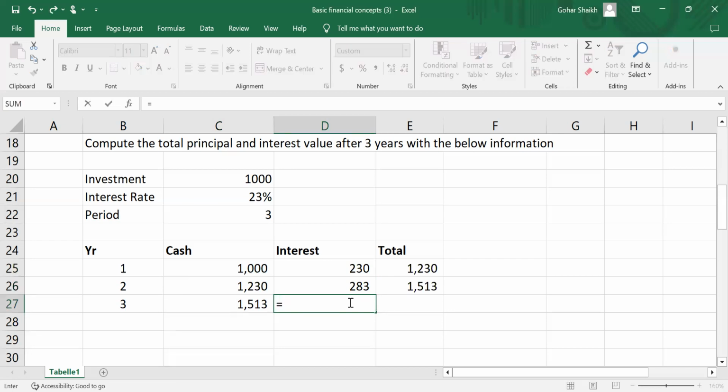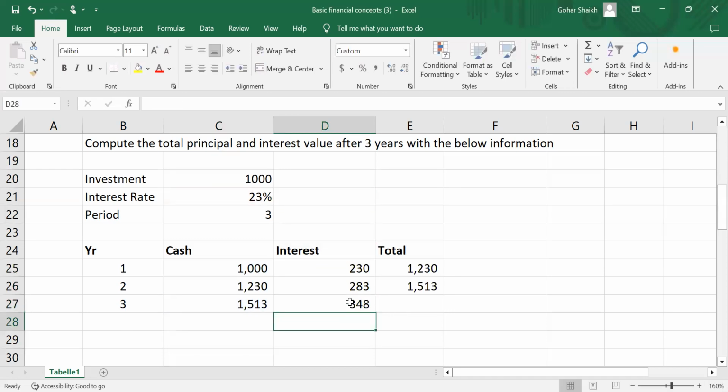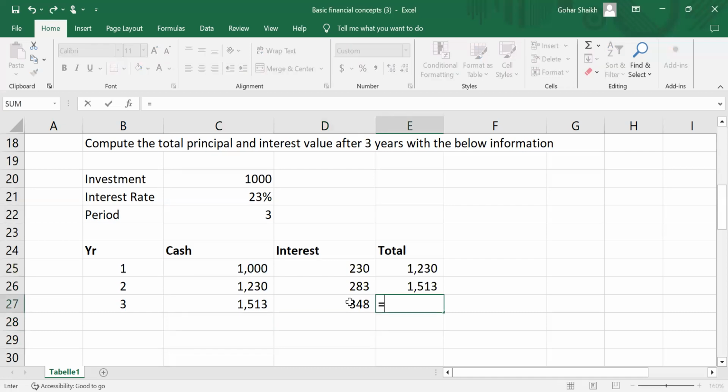We'll do 1513 multiplied by 23%, which is 348. This is 1861.